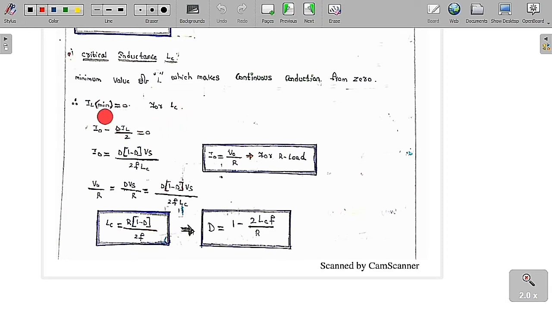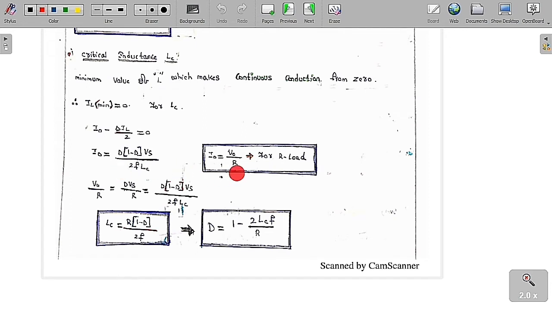I have already told you IL minimum is equal to I naught, that is IL average minus delta IL by 2, but IL average is equal to I naught. So I naught minus delta IL by 2 is equal to 0. So I naught is equal to delta IL by 2. Delta IL that we have already discussed, which is D into (1 minus D) Vs by FL. So delta IL is equal to D into (1 minus D) into Vs by FL. L means here we have to go for Lc. So this is the equation that you are going to get.